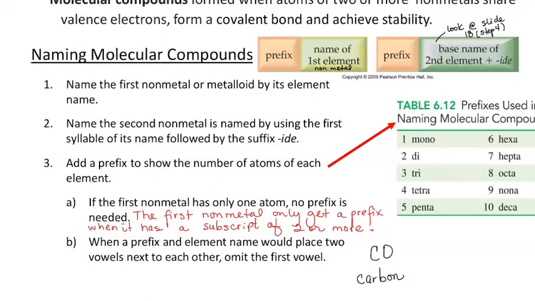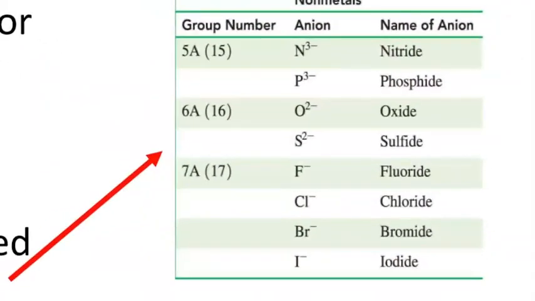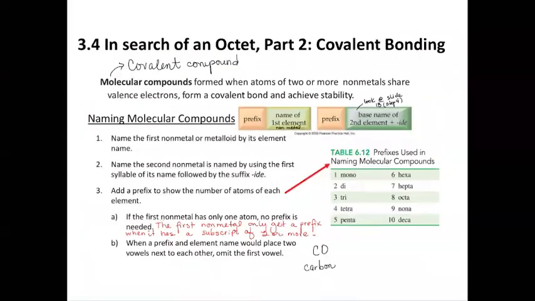Now, the second atom, which is oxygen, based on the table in slide 18 here, because it's oxygen, I'm going to use oxide. Remember, covalent compounds do not have charge. We're just borrowing that name. So the second word is oxide. How many oxygens do we have in that chemical formula?